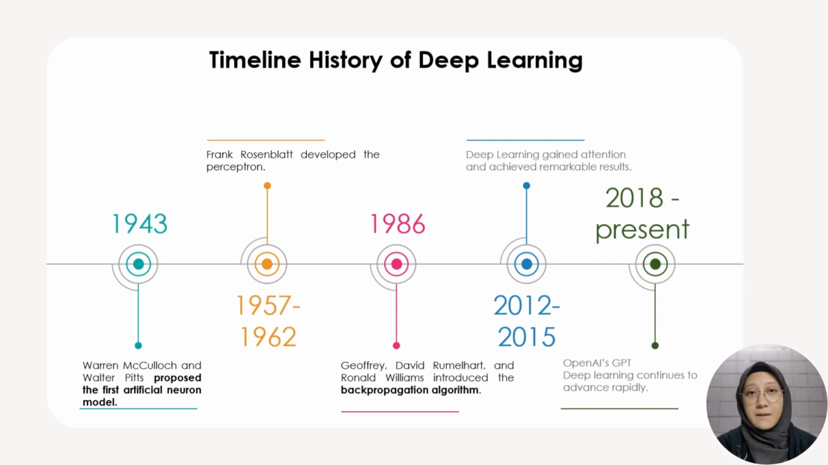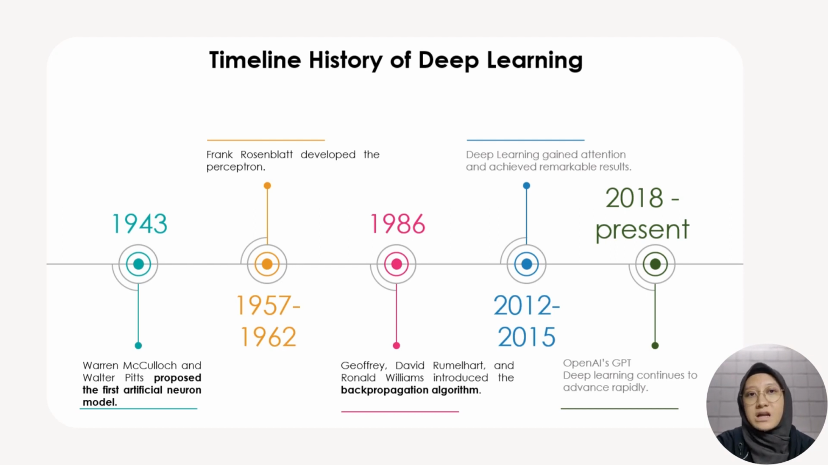Let's move on to the timeline of where deep learning started. The timeline highlights the key milestones in the history of deep learning and the breakthroughs that have shaped the field and its widespread adoption and impact in modern AI applications. In 1943, Warren McCulloch and Walter Pitts created a computer model based on the neural networks of the human brain. Between 1957 and 1962, the perceptron was developed by Frank Rosenblatt.